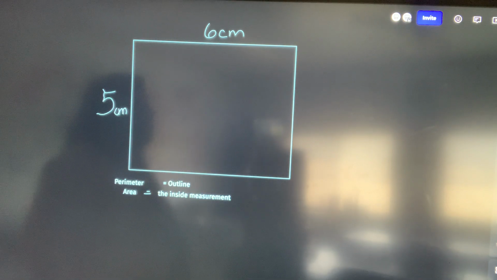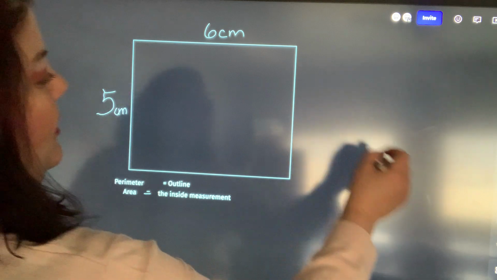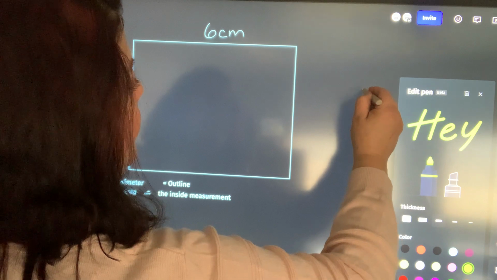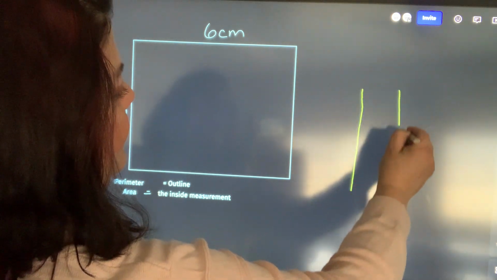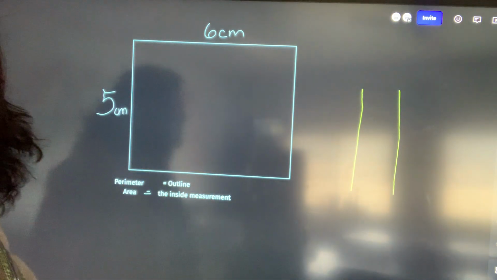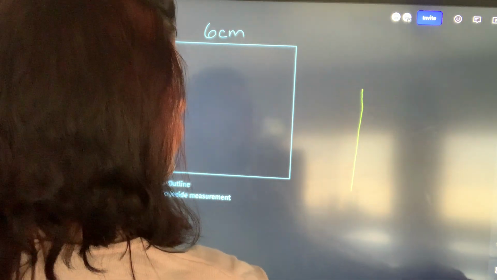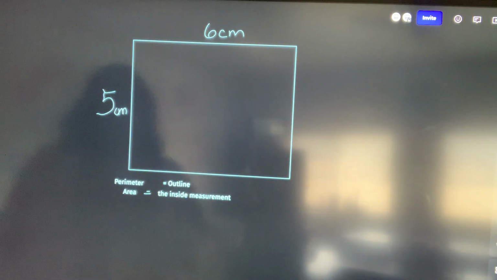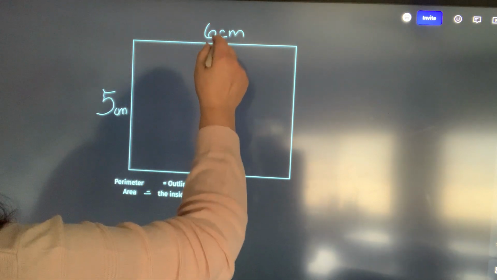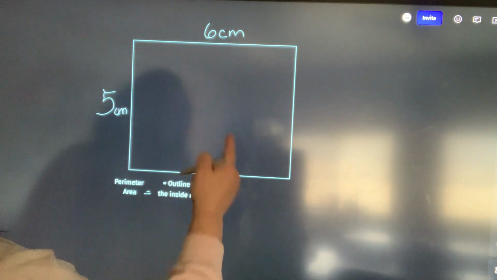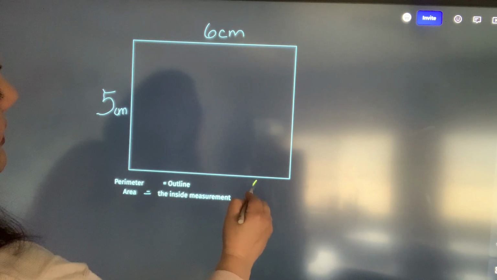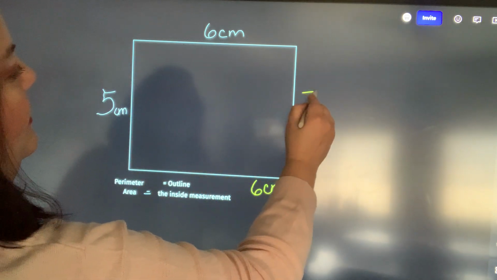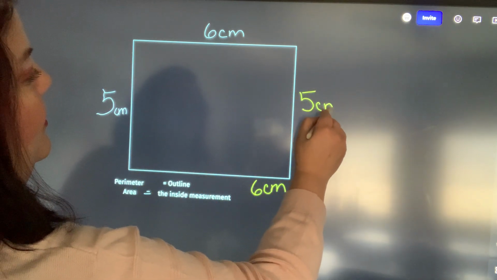All right, so these are parallel lines. Parallel lines are one next to each other, and they continue, and they never meet. And in this case, we have parallel lines here and parallel lines here, and that tells us that we can say that this side, the opposite side of this shape, is also 6 centimeters, and this side is 5 centimeters.